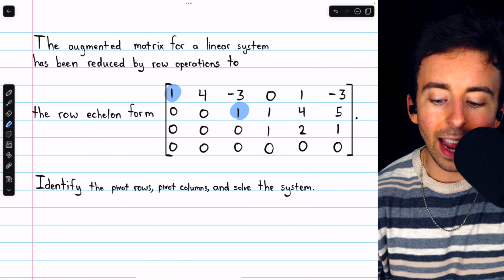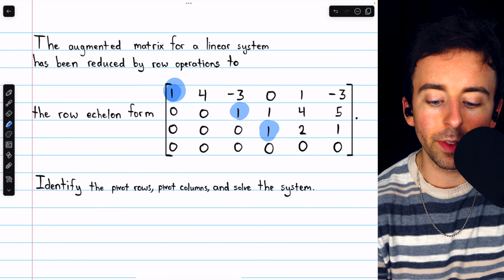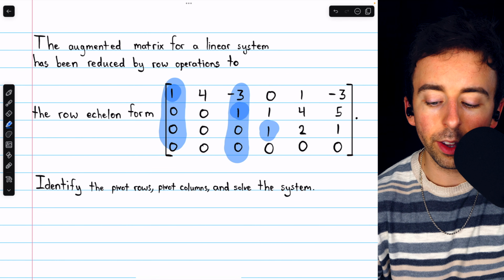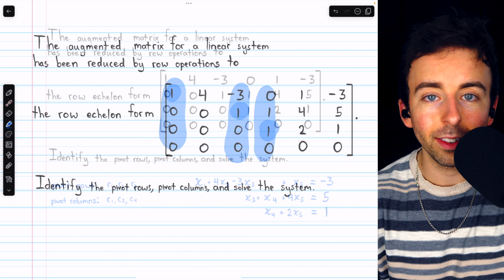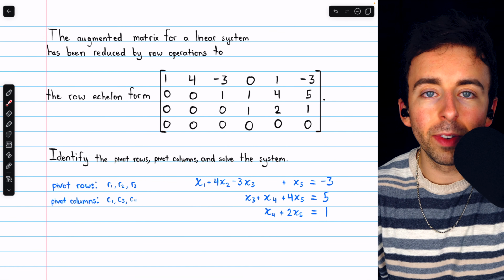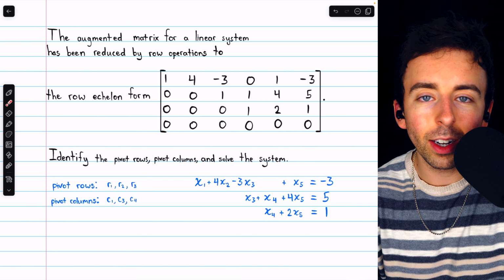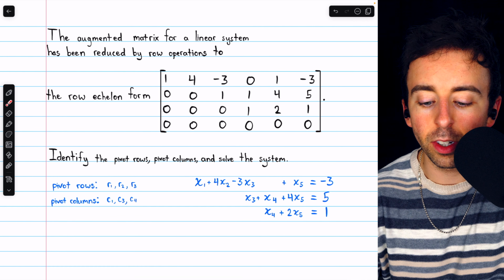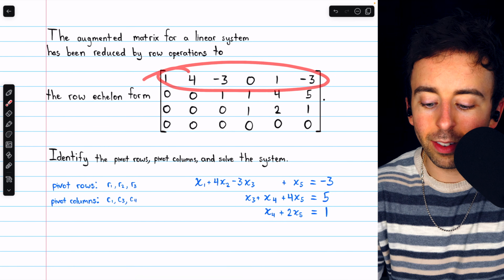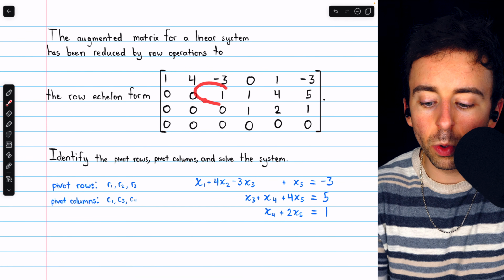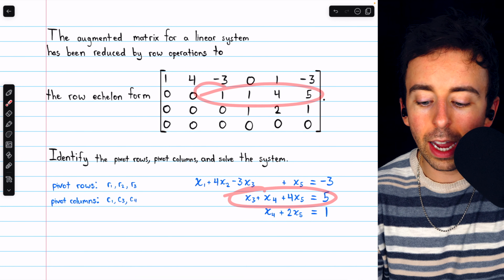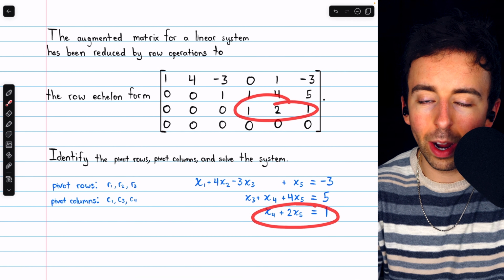Again, the columns containing those leading 1s are the pivot columns. Columns 1, 3, and 4 in this case. So those are our pivot rows and pivot columns. Now we can use each row to write a corresponding equation and solve the system using back substitution. Row 1 gives us this equation, row 2 gives us this equation, and row 3 gives us this equation.